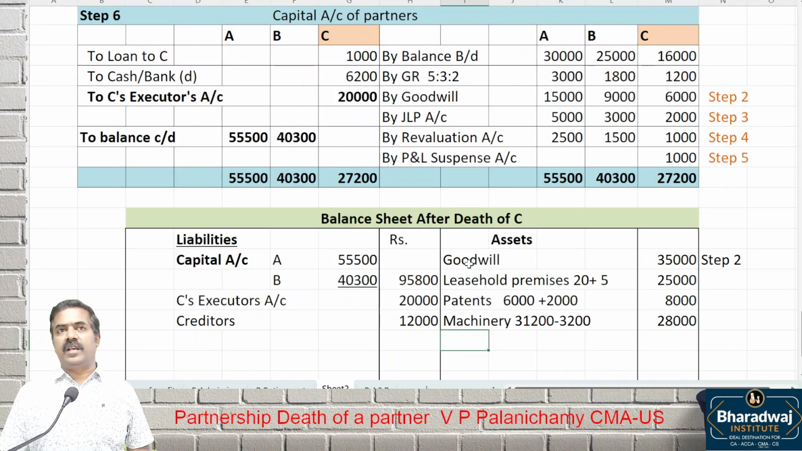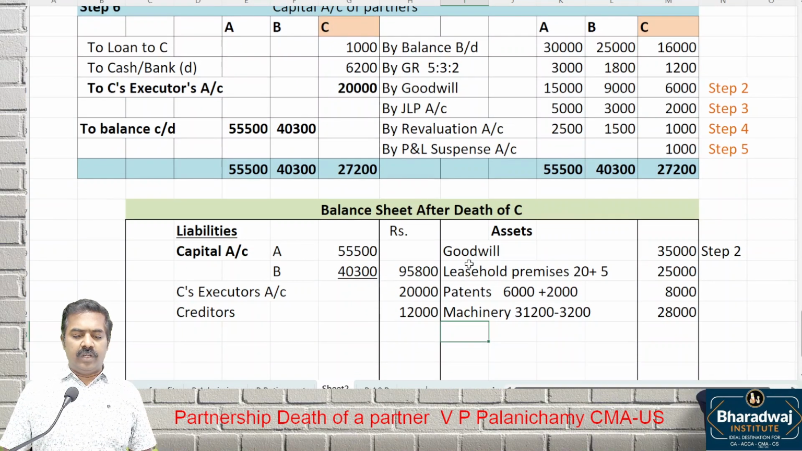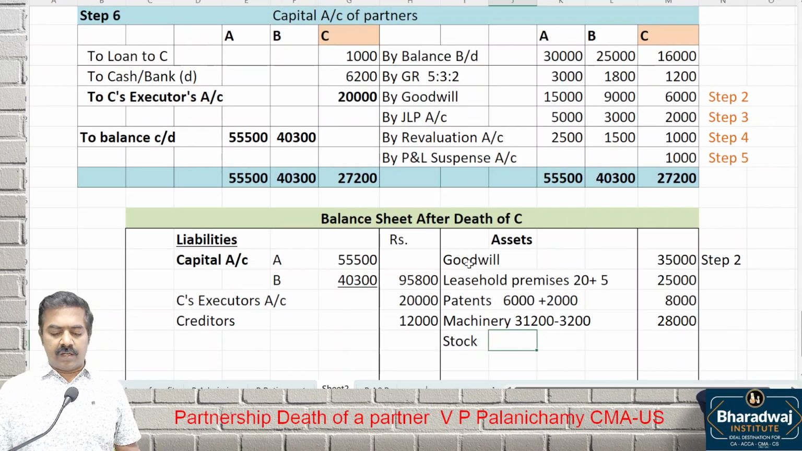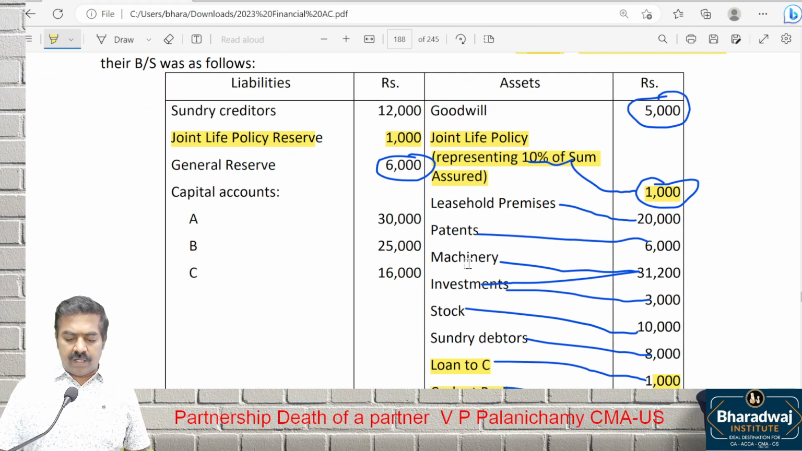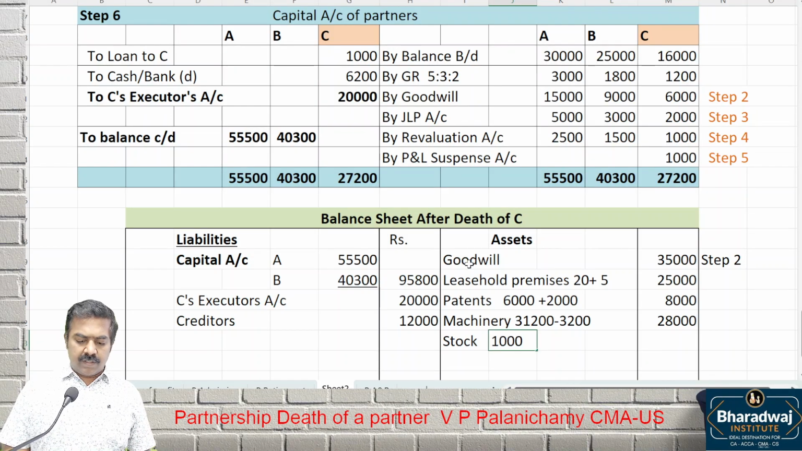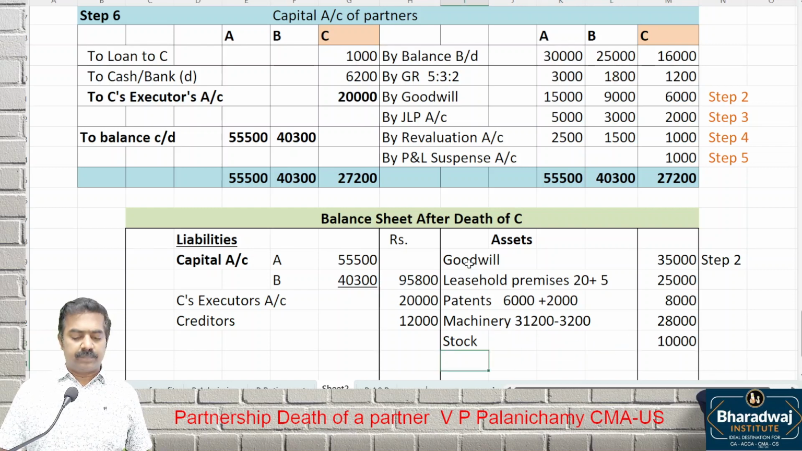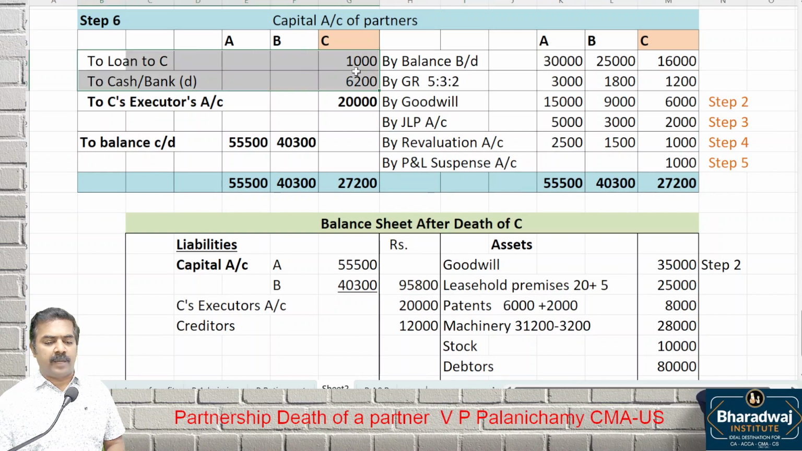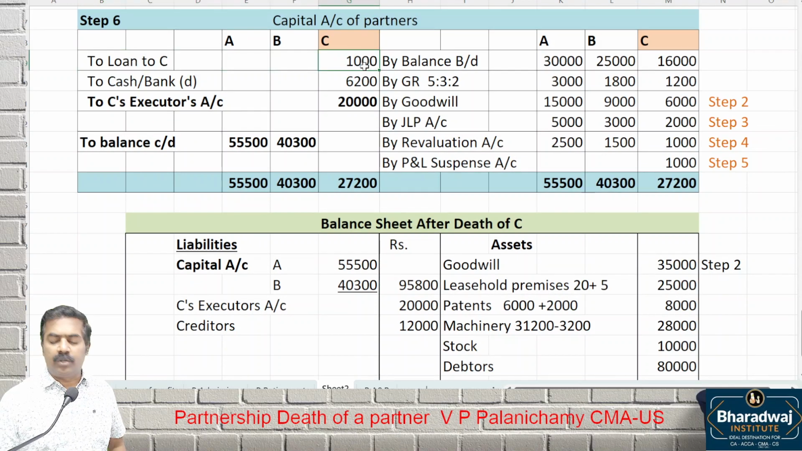Investments are sold. Will investment come in the balance sheet? No, investments are sold. Then stock. Any change in the value? 10,000. Any change? No. Stock 10,000. Debtors 8,000. Then loan is closed. Loan we already closed in the capital account.